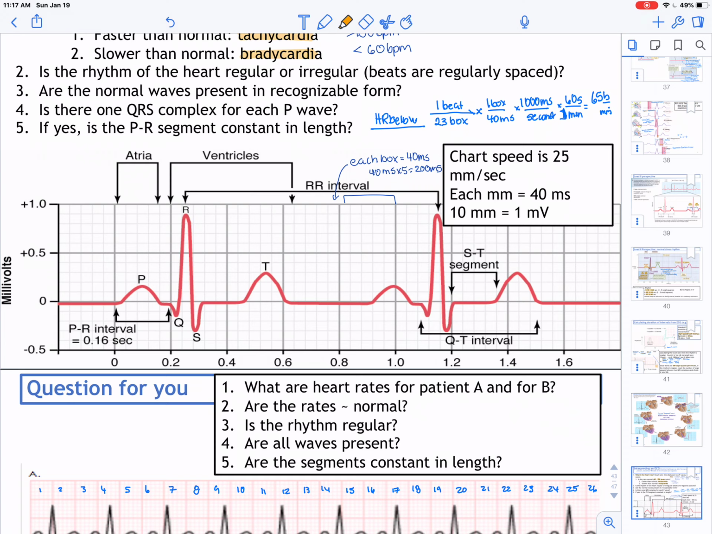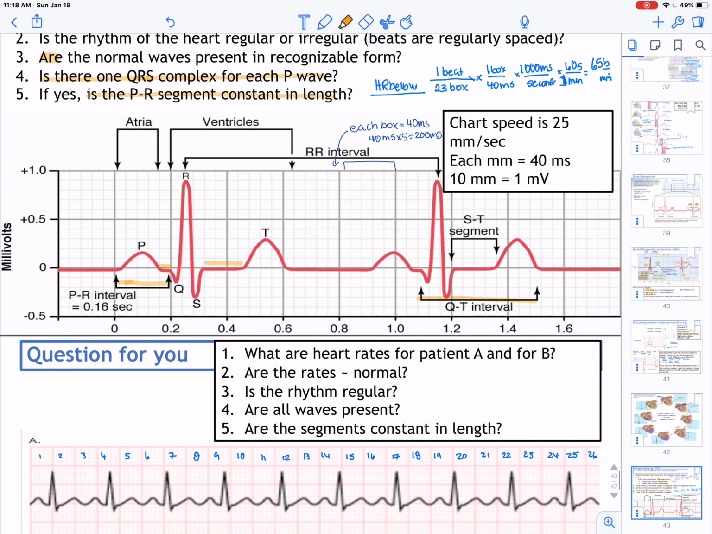And then are the normal waves present, and are they in a recognizable form? So is the P wave going in an upward direction? And then is there one QRS for every P wave? And if yes, is the PR segment constant in length? Okay, so we've talked about thinking about the segments, and we've talked about the intervals and how that timing can give us information.